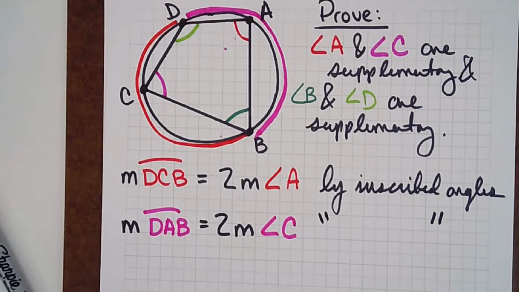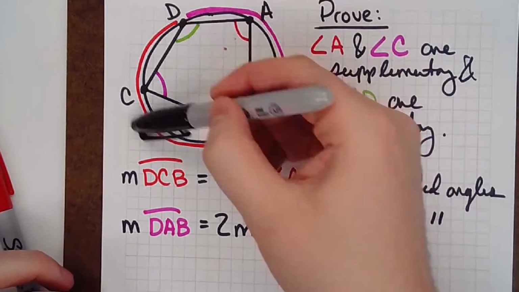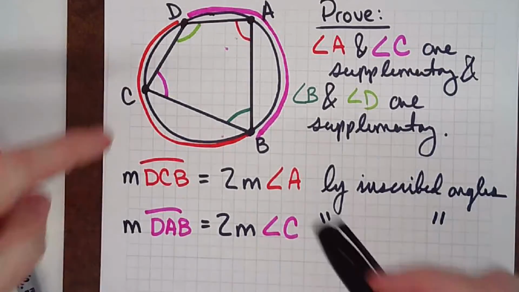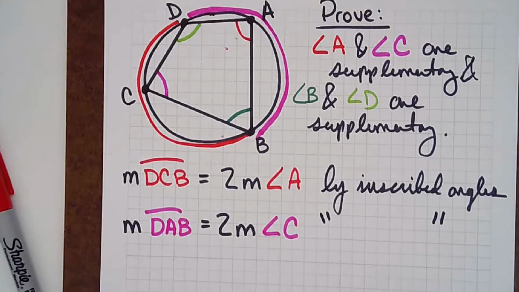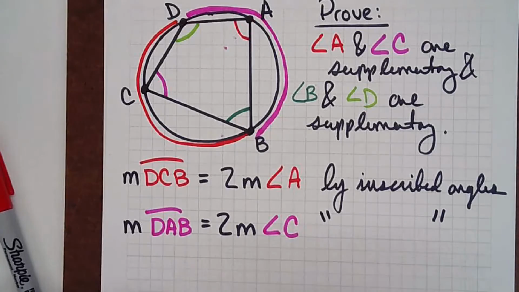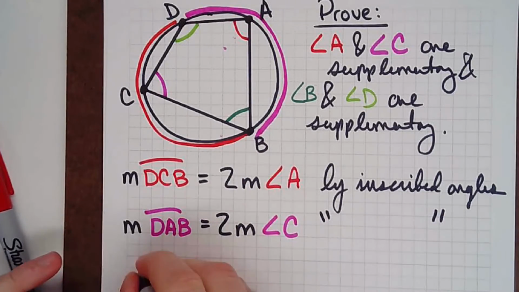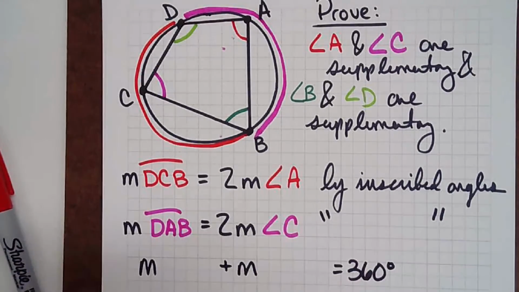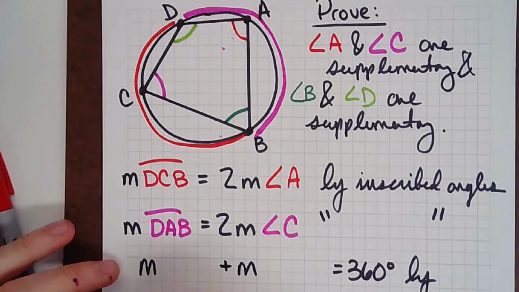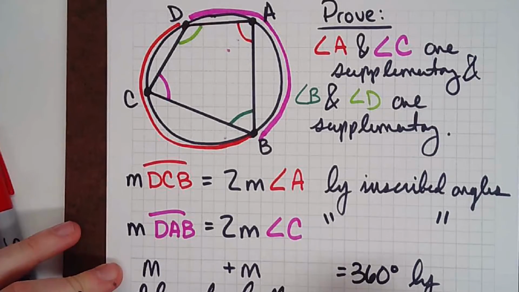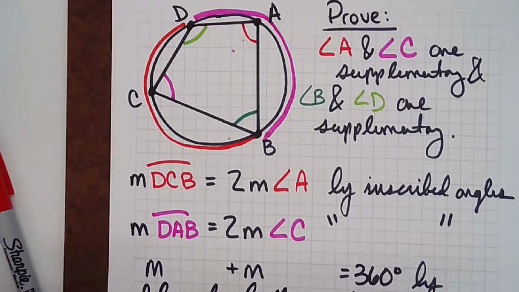All right, so we've written this, and if you notice, and I hope you have, that these two arcs, DCB and DAB, if you follow them on the circle up here, put together, if we sum them together, are going to create a full circle arc, right? A full arc around the circle, and we know those arcs are 360, right? The circle is 360. So we're going to write that the sum of these two arcs is going to equal 360. So we have the measure of DBC plus the measure of DAB, and that's going to equal 360 by definition of full circle arc.